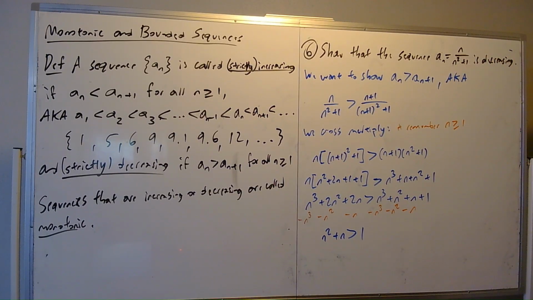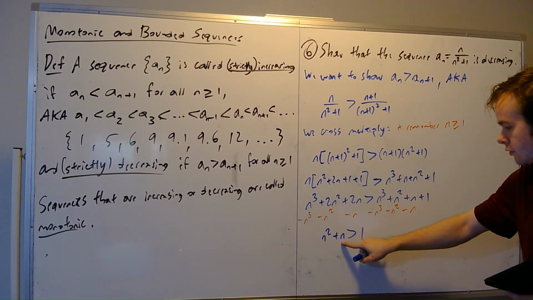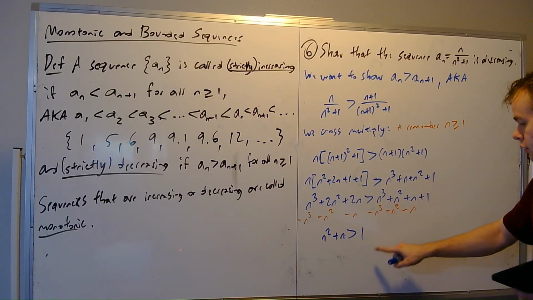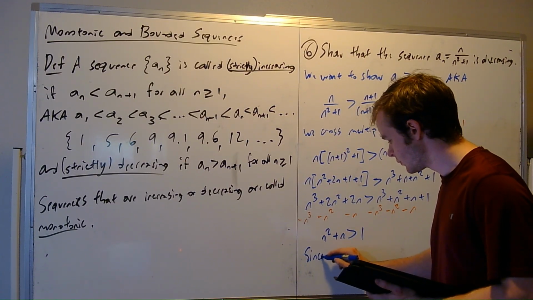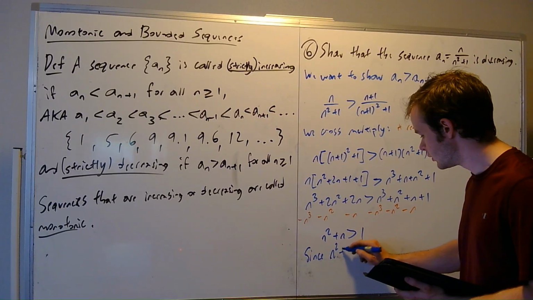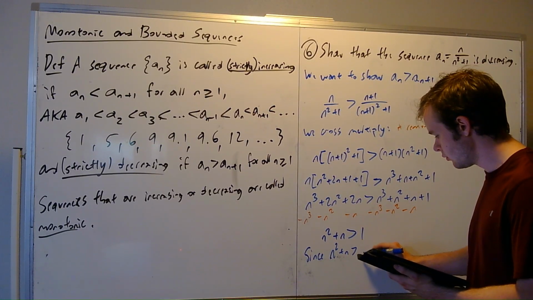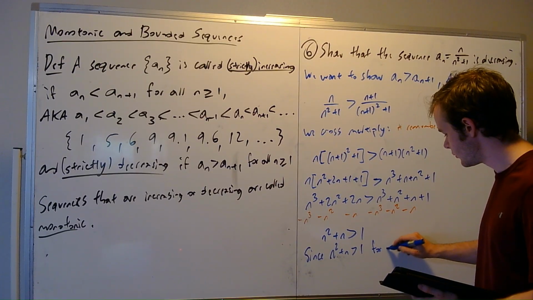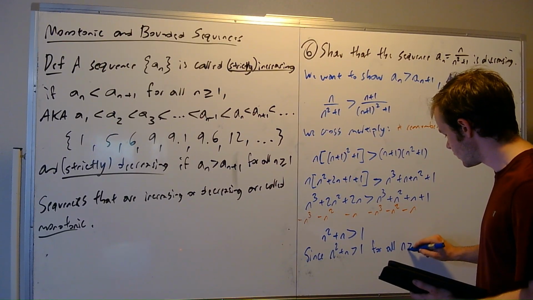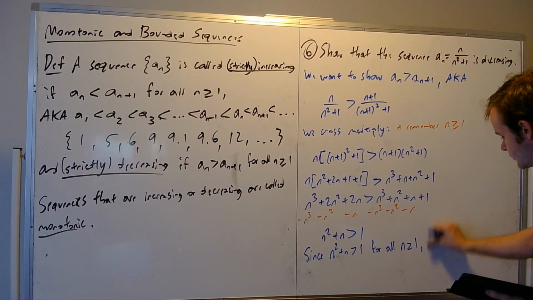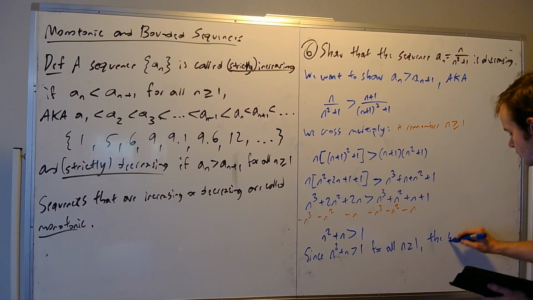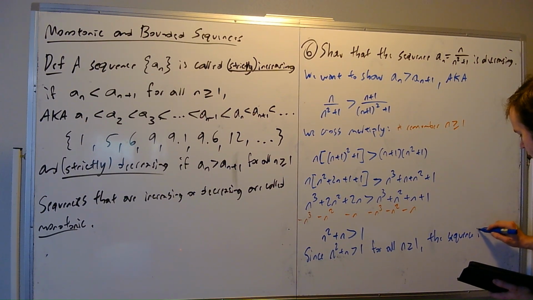So we're trying to figure out whether this is true. But remember here that n is greater than or equal to 1. So if we add these two things together, since n is bigger than or equal to 1, then this should actually be true. So since n squared plus n is greater than 1 for all n greater than or equal to 1, the sequence is decreasing.